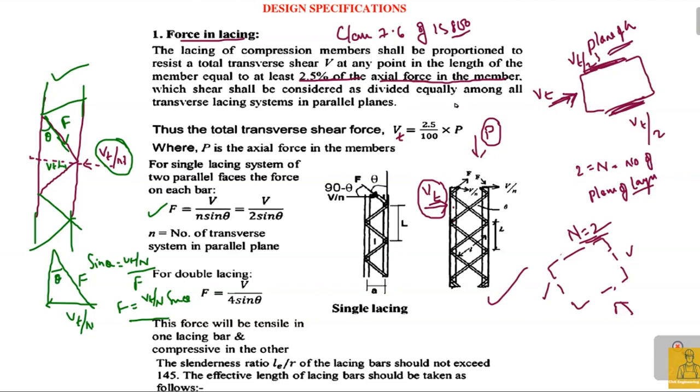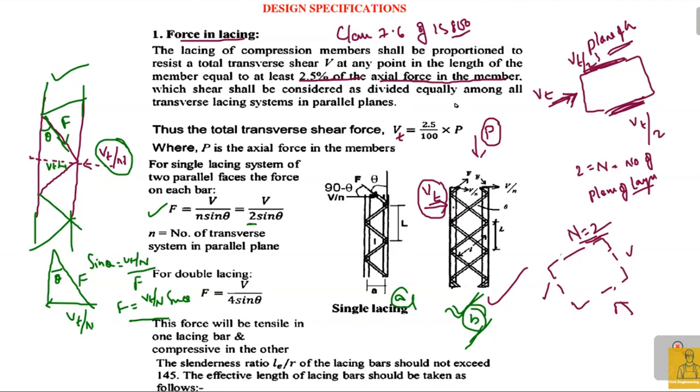See, for a single lacing system of two parallel faces, what will be the value of n? 2. And if it is a double lacing system as shown in this figure B, if you take this as A and this is B, in this B, it will be V by 4 sine theta. So n will be equal to 4. So the n value depends upon whether it is a single lacing or double lacing. For a single lacing it is 2, for double lacing it is 4.